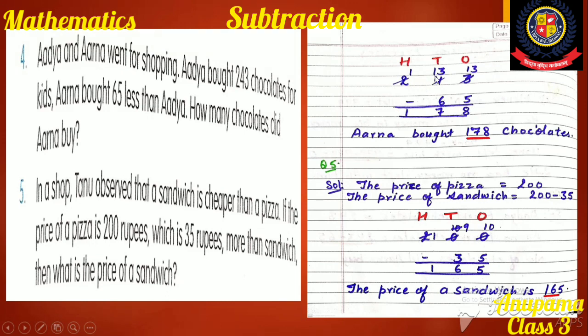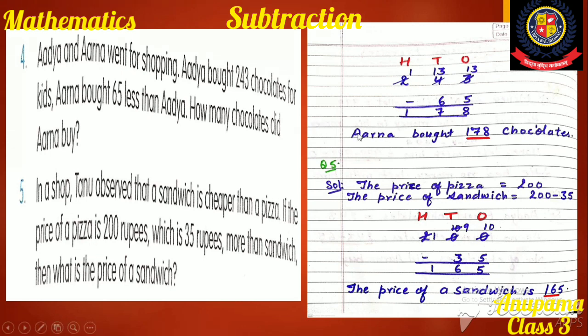Now here is 3 left. It is again not possible to subtract 6 from 3. So again we will take a borrow from the hundreds column. Now it will become 13 and here 1 is left. So subtract 6 from 13. 7 is left. Write 7 in the tens column. Now 1 is left here. Write down 1. So Arna bought 178 chocolates.